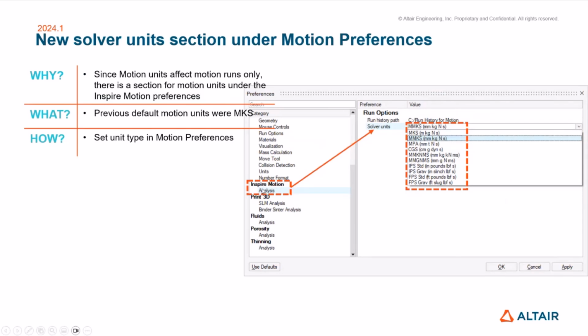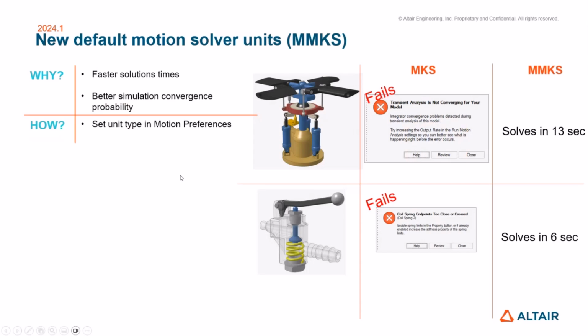Under Inspire Motion, we have solver units here. So we can set, previously this was under the model units here for the general Inspire setting. But since this is specific to motion right here, and motion models can perform differently depending on the units selected, we've isolated it to motion. On a similar note, we've also set the default units for motion to MMKS.